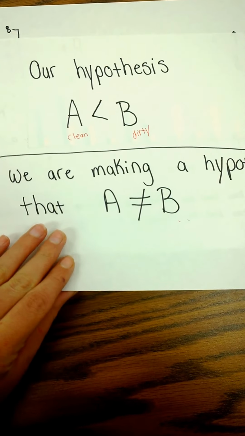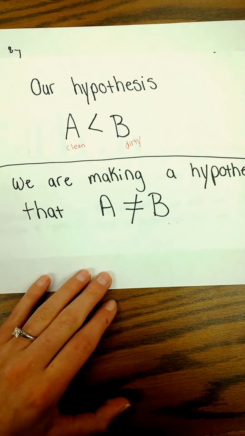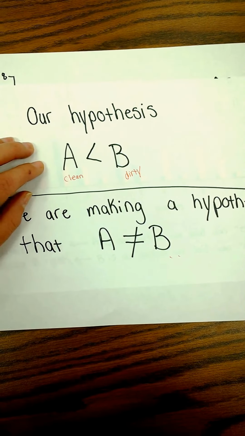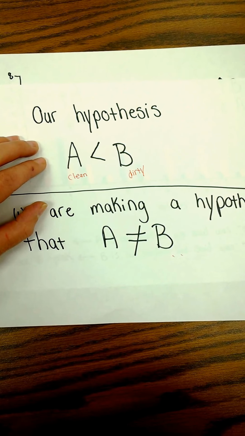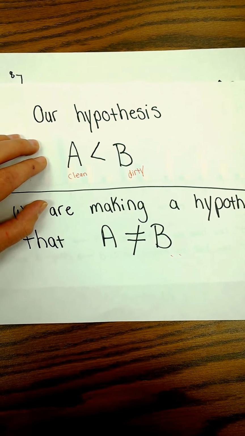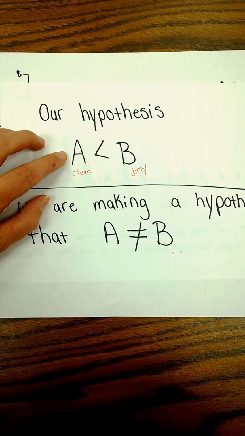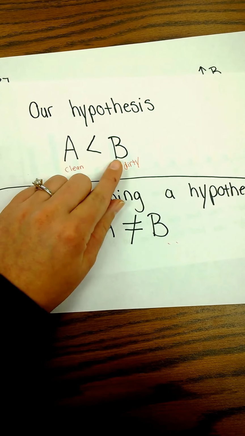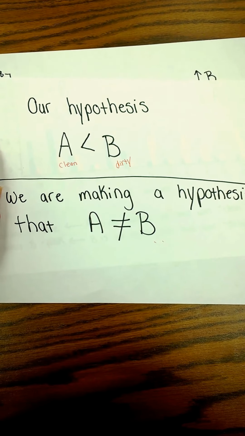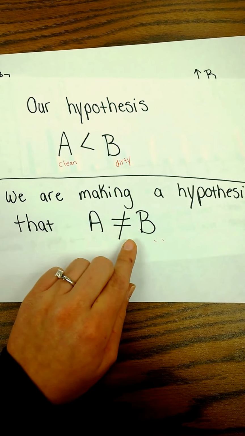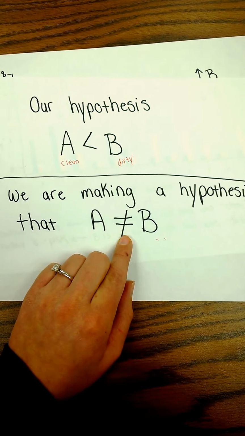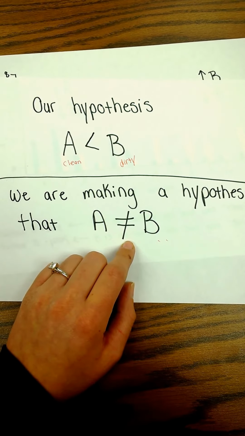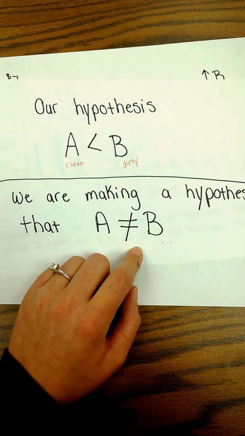If you think back to the hypothesis that you made about your surfaces, it would look something like this. You chose a clean surface and a dirty surface. What you were really doing was making a hypothesis that surface A would have less bacteria than surface B. You are also making the hypothesis that surface A and surface B are not equal, meaning you didn't think they would have the same amounts of bacteria on them.